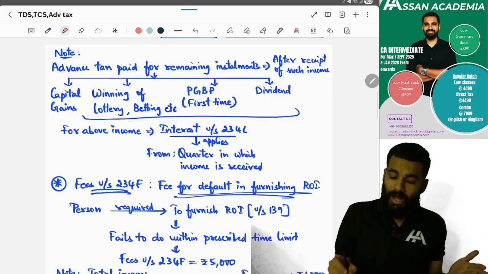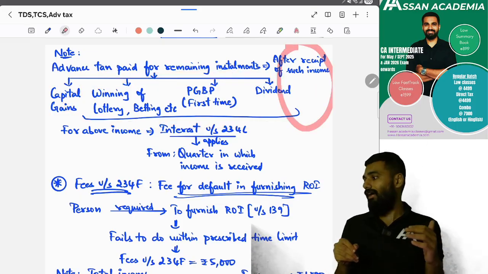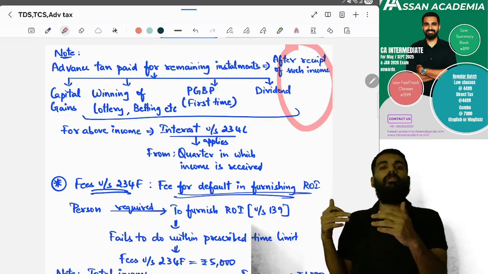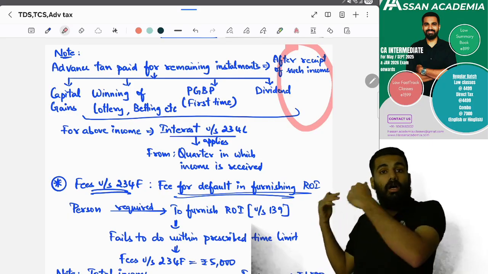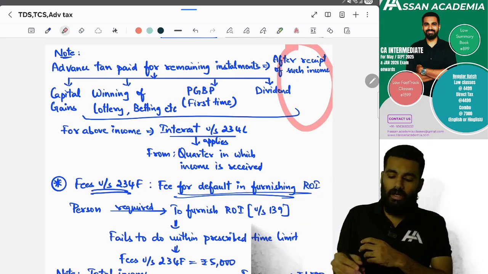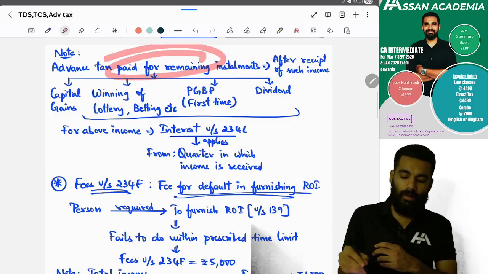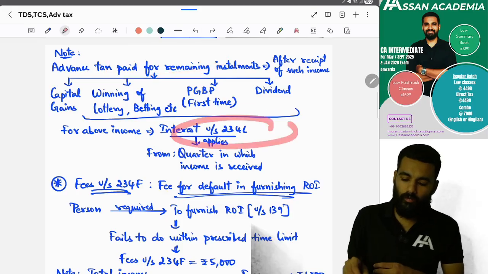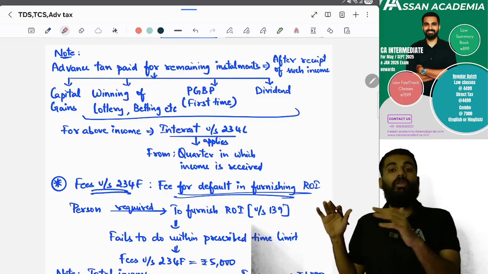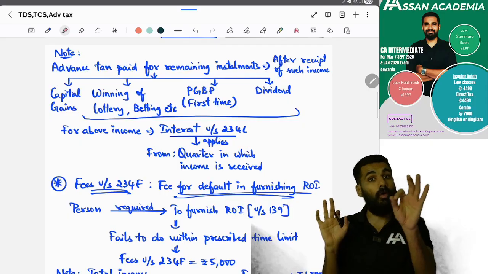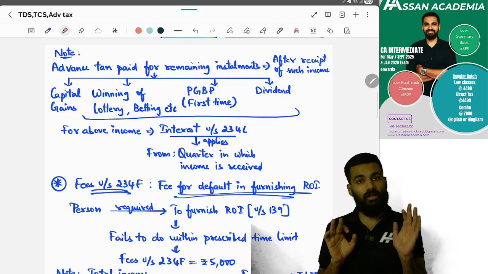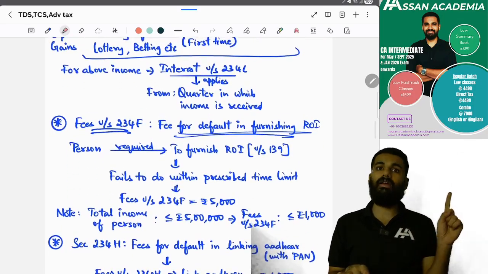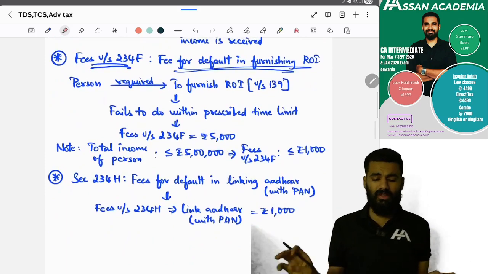So after you have received that income, for example, you have received it in the second quarter, then in the third quarter on 15th of December, make the advance tax payment. And for this, interest under section 234C will not be applicable if you have made payment in the third quarter properly. Yes sir. Yes, so we have seen examples and all in our class.